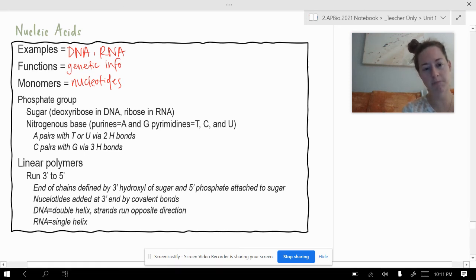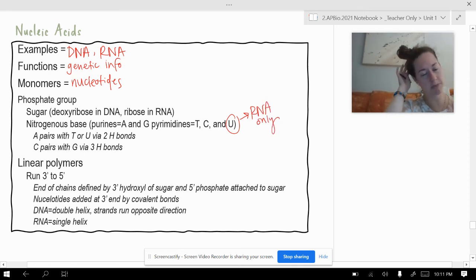Your nitrogenous bases, there are 4 of them. Well, 5. But in DNA, there's 4. You have A and G, T and C, and then in RNA only, you have U. There are 2 types of nitrogenous bases. They're called purines and pyrimidines. The purines are a little bit larger than the pyrimidines.